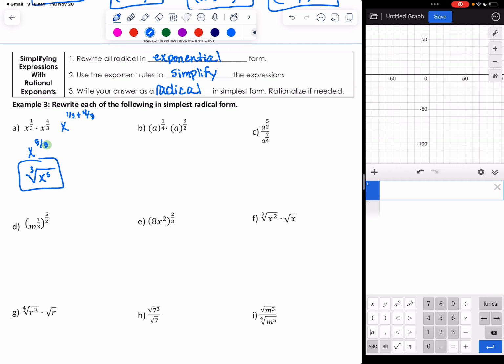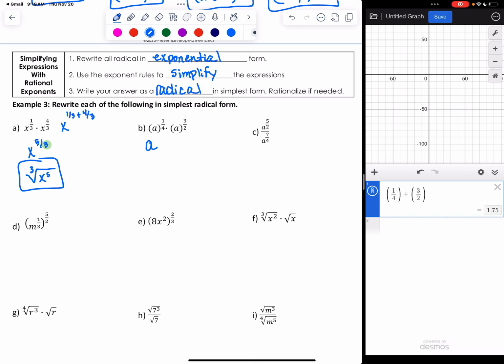All right. In problem B, we have a to the 1/4 times a to the 3/2. So we have like bases, so we can add our exponents. So this would be a to the, and I'll just use my calculator, 1/4 plus 3/2. And then turn that into a fraction, and that gives me a to the 7/4 power. So I did step 2. I used the exponent rules to simplify the expression.